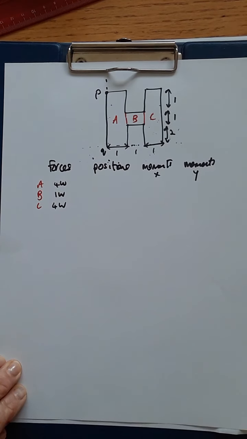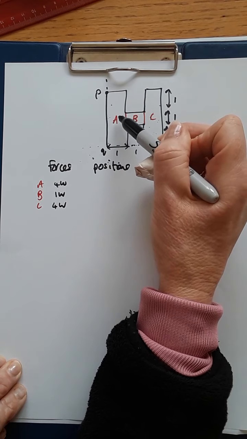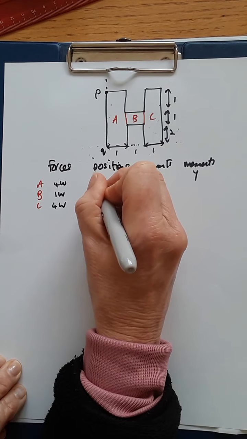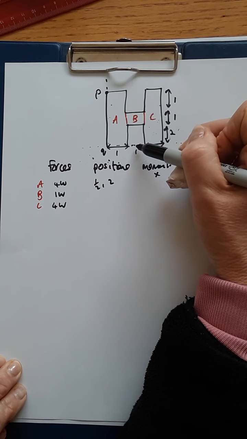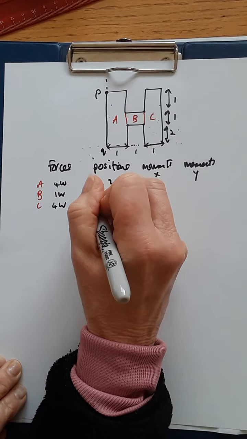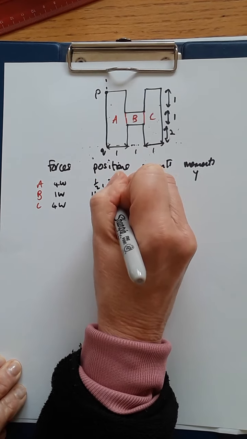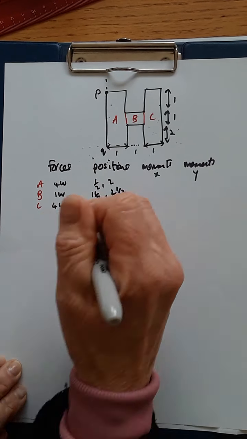Okay, the positions of the centre of gravity for A is going to be 1/2 along and 2 up, so that's (1/2, 2). B is going to be 1 along plus another 1/2, 1.5 along and 2.5 up. So (1.5, 2.5) for that position. And C, likewise, if I do the same kind of thing, it's going to be (2.5, 2).